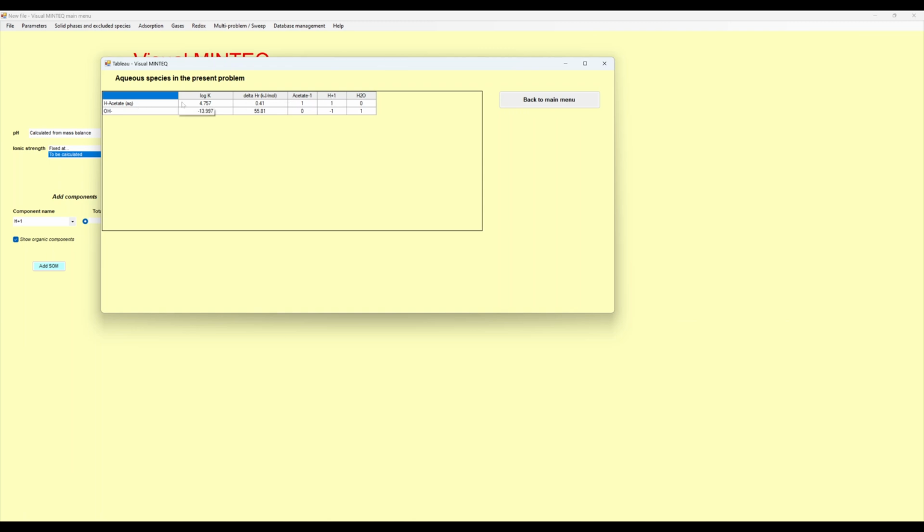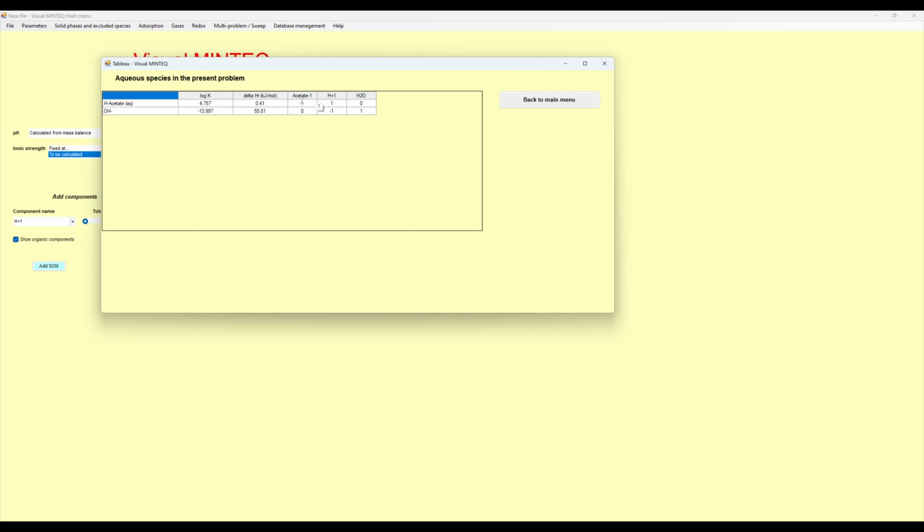So this is basically the reaction. This is the stoichiometric coefficient. So this is the dissociation of acetic acid. So that's one of the reactions that is going to happen in this system. And then the log K, so basically minus the pKa of this system, would be 4.757.